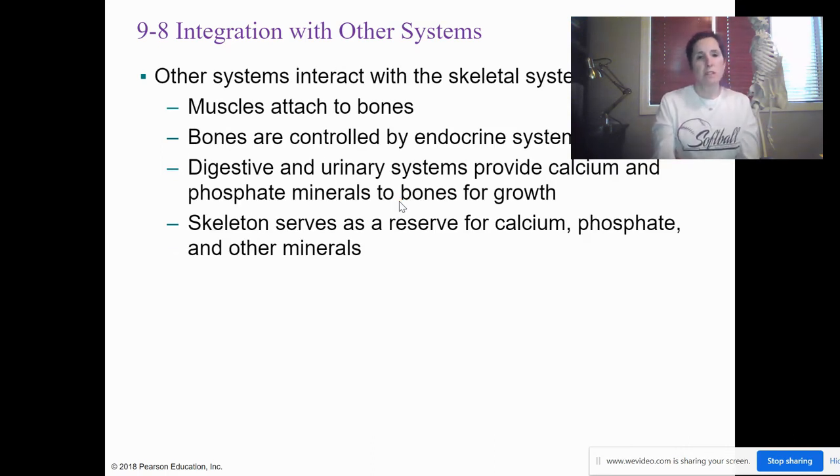Our skeletal system interacts with other systems. So muscles are attached to bones, right? Or bones attach with muscles. And our bone development is controlled by hormones, our endocrine system. The digestive and the urinary system provide us with calcium and phosphate for growth. And also the skeleton is like a reserve for those minerals.